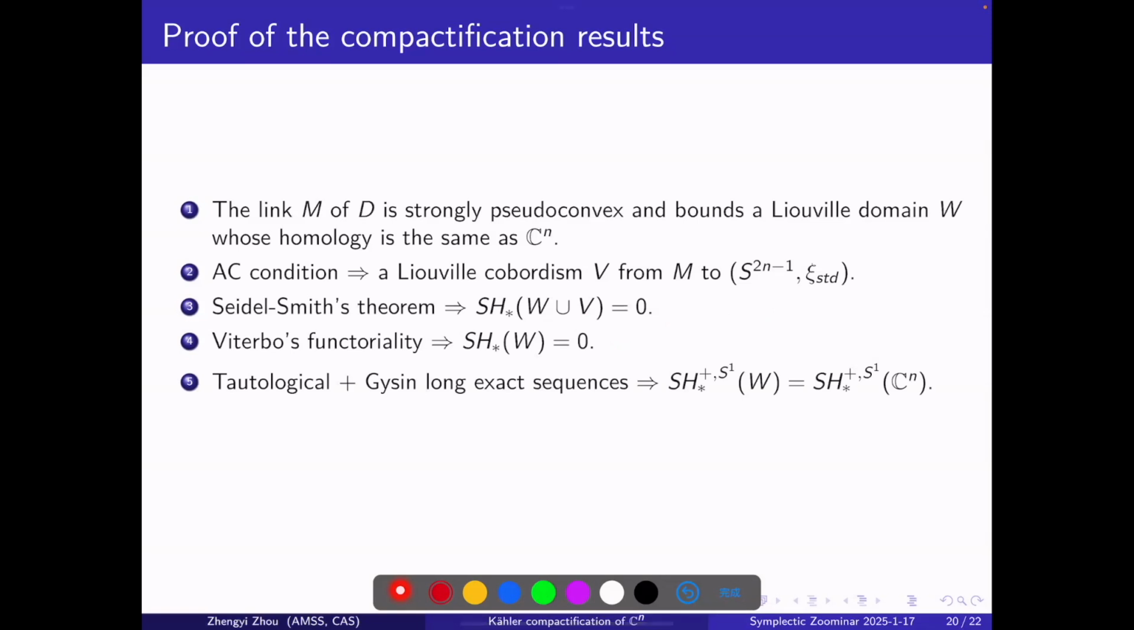And then because from topological computation you know the homology of W is the same as a ball. Then using the tautological and the Gysin long exact sequence, you can compute that this positive S1-equivariant symplectic homology of this W is the same as the corresponding invariant of Cn. And in particular, it implies that the minimum discrepancy of the singularity is n-1.